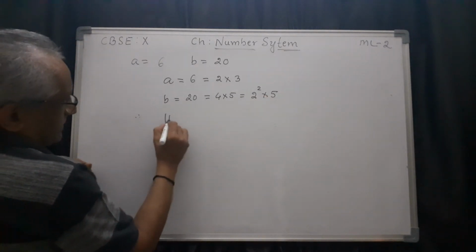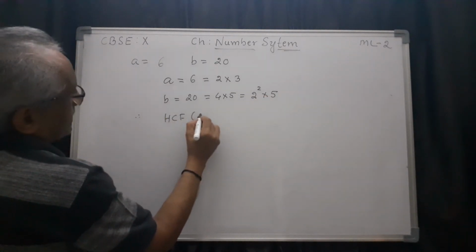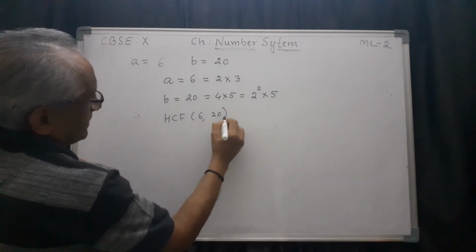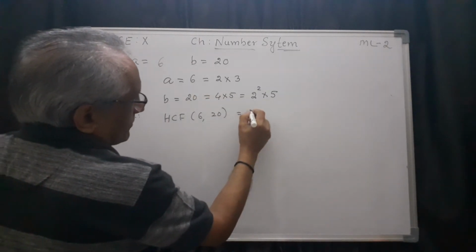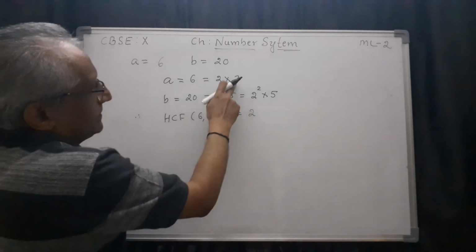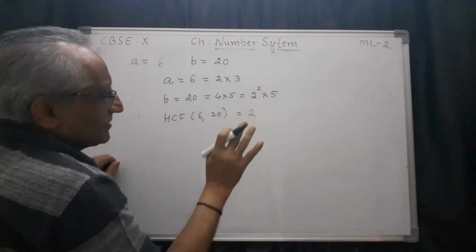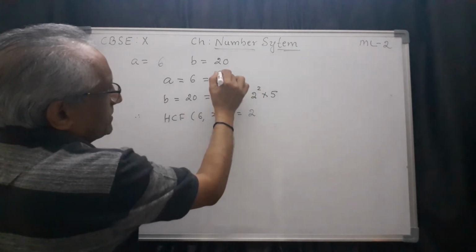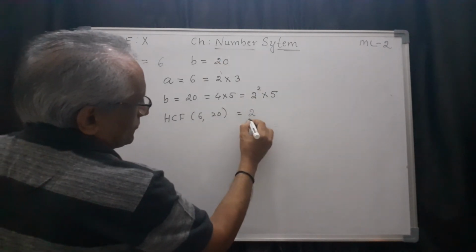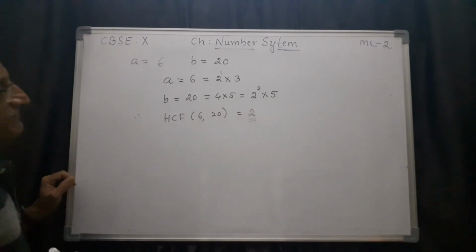Therefore what is HCF? HCF of 6 and 20, this equals, 2 is a common factor, so I have to write 2. Then 3 is here, but 3 is not here, I cannot write. Same thing with 5 also, I have to write 2 only. Lowest power is 1, therefore 2 is the HCF.